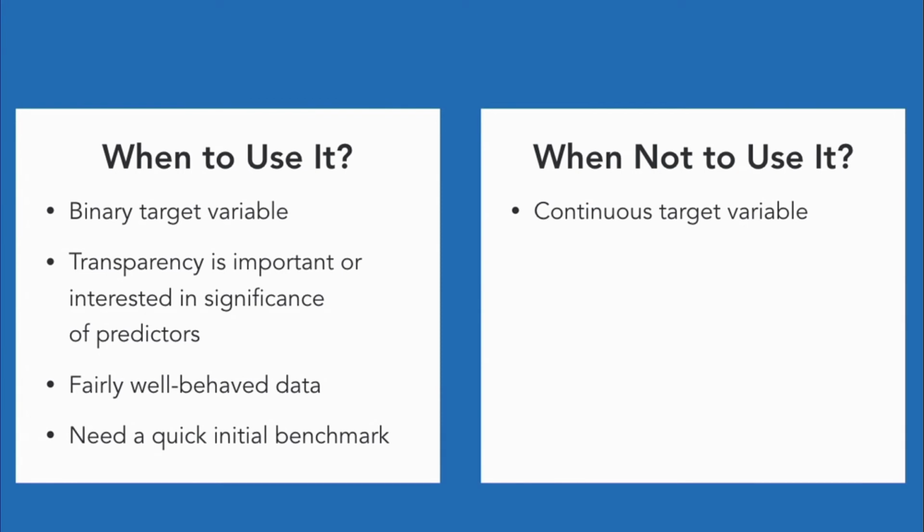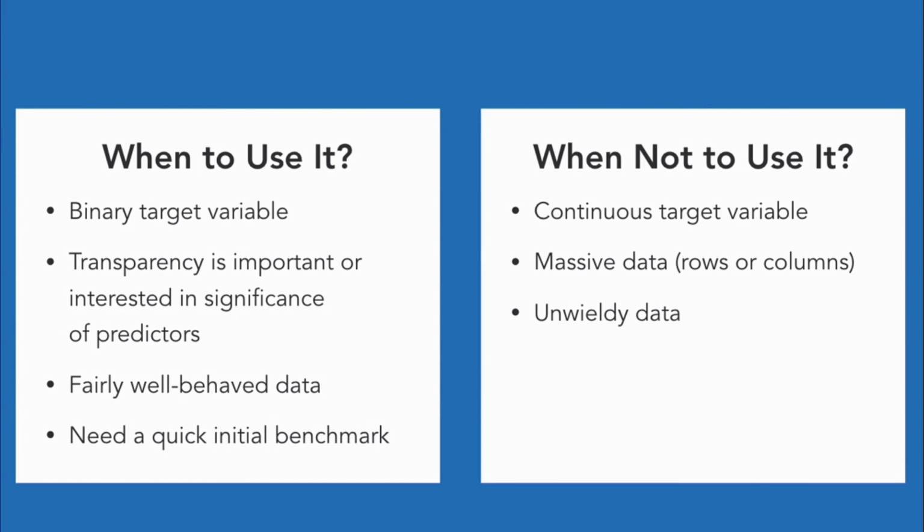However, you should not use this algorithm when you have a continuous target variable. Remember that S-shape between 0 and 1? That would not work very well for the umbrella rainfall example that we saw before, or really any other modeling of continuous variables. Logistic regression also shouldn't be your first choice if you have a massive amount of data. There are other algorithms that really shine when you have a ton of data.